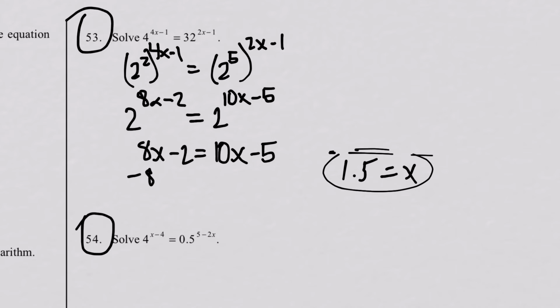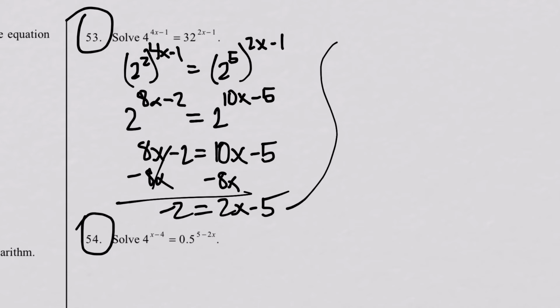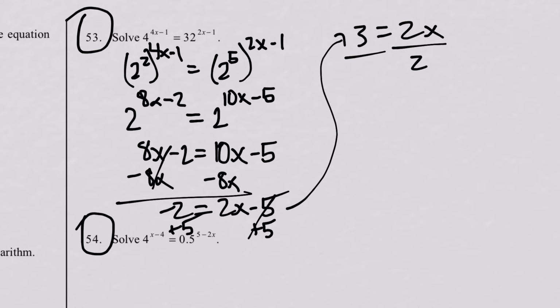And then I subtract 8x. So I got negative 2 equals 2x minus 5. And I know I'm getting sloppy, but at this point you guys know how to solve a linear equation. I'm going to erase my answer here, but I know what it is, 1.5. It should be the exact same thing. Negative 2 equals 2x minus 5. What I'm going to do next is add 5 to both sides. So it's 3 equals 2x. And then I divide by 2, and there it is. 3 divided by 2 is 1.5.